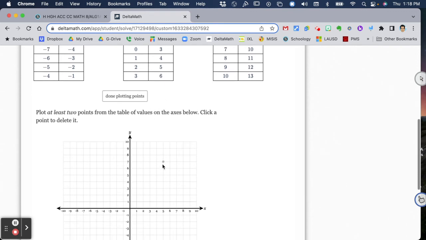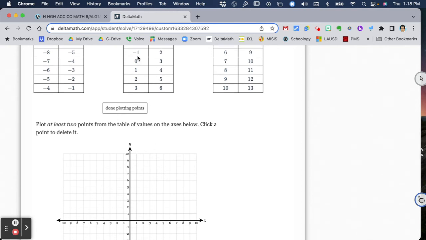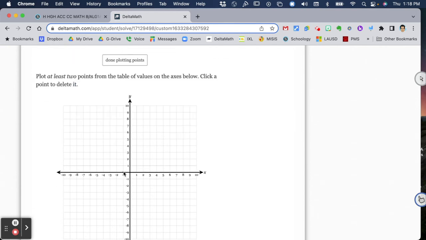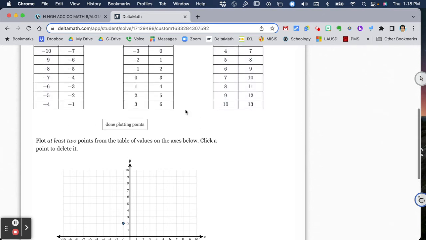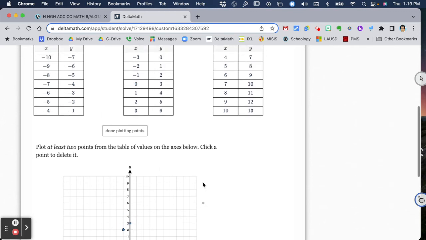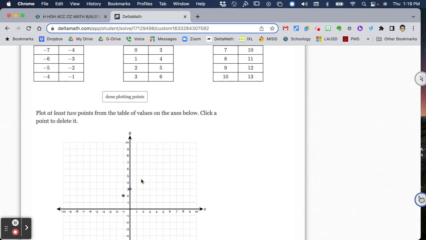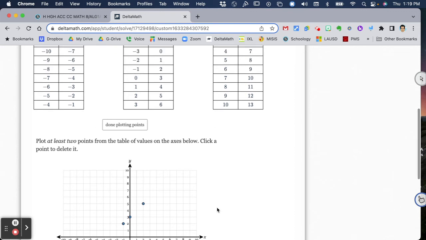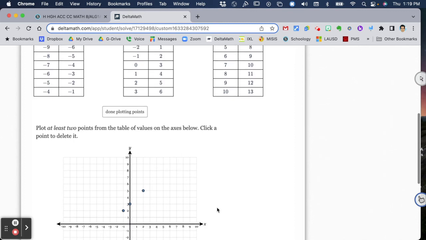So let's go up, and I'm going to see at -1, 2. So I'm going to go to -1, comma 2, plot a point. And then let's pick 0, 3, this point right here. Let's do 2, 5. And there's another point. Let's do, I need 2 more. I'm going to do a negative point that's a little farther away.